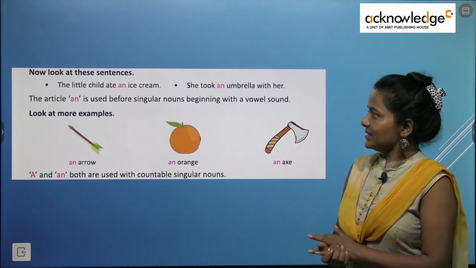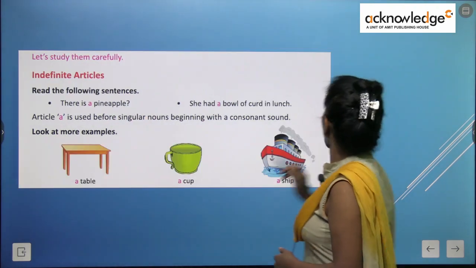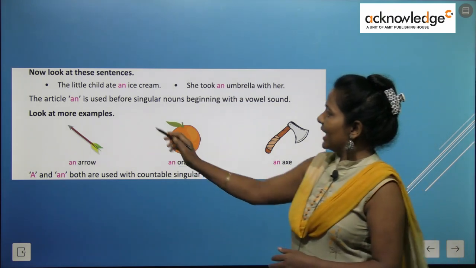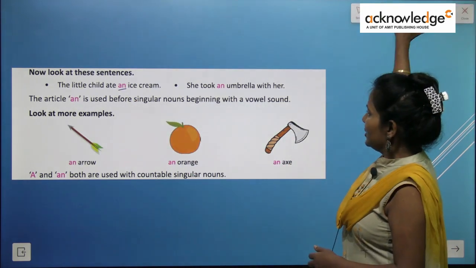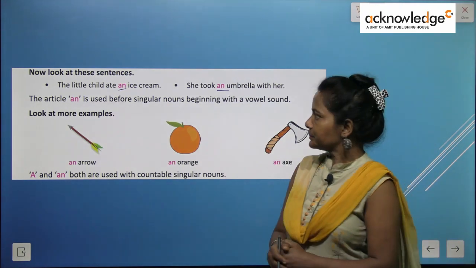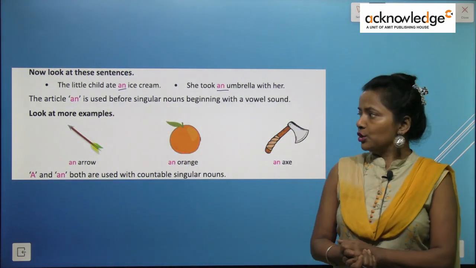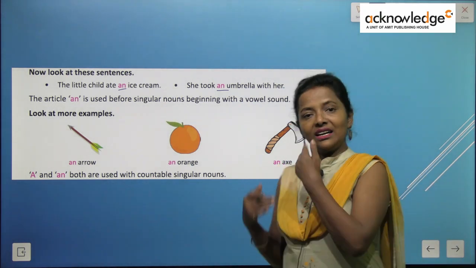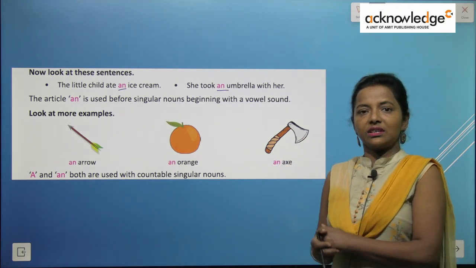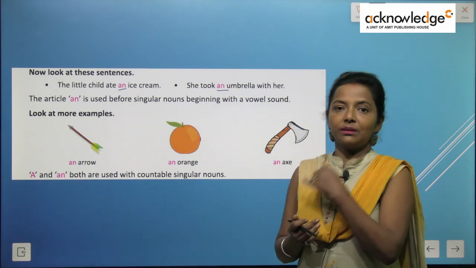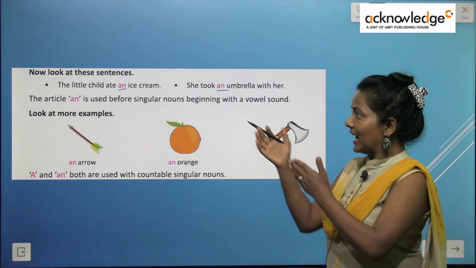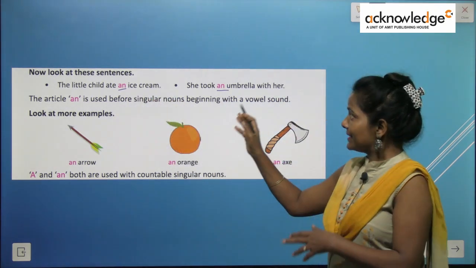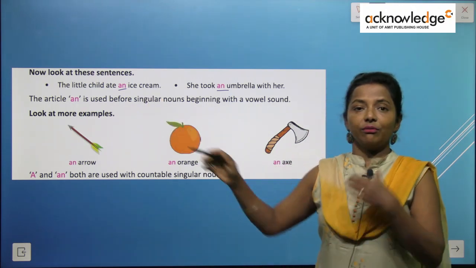The little child ate an ice cream. Here, an. See here, children. The little child ate an ice cream. What are the highlighted words here? An. She took an umbrella with her. The article an is used before singular nouns beginning with a vowel sound. Now see, article A was used with the singular nouns beginning with consonant sounds and here article an is used before singular nouns beginning with a vowel sound.